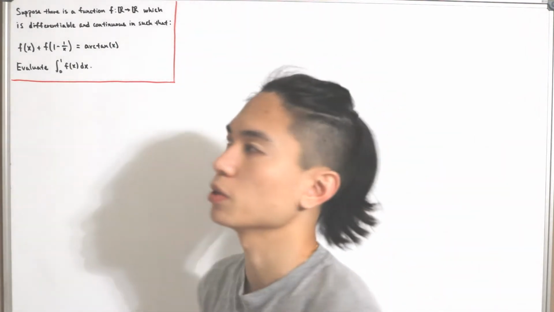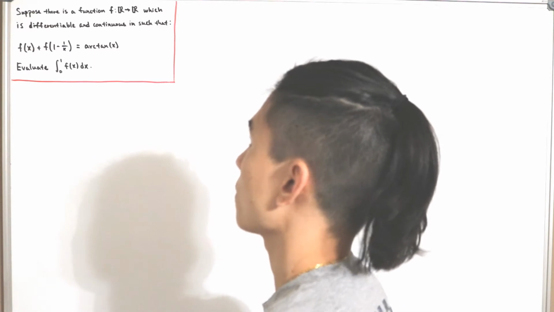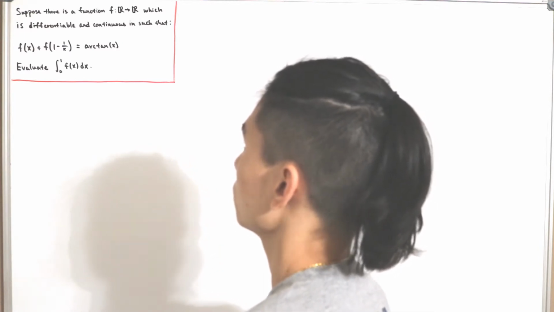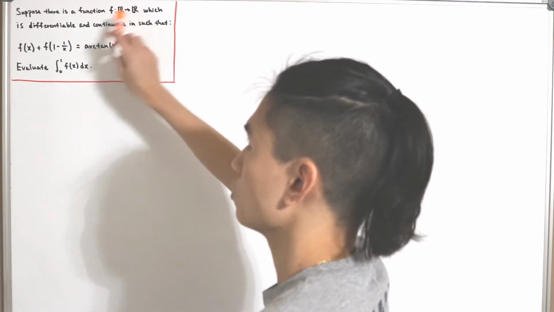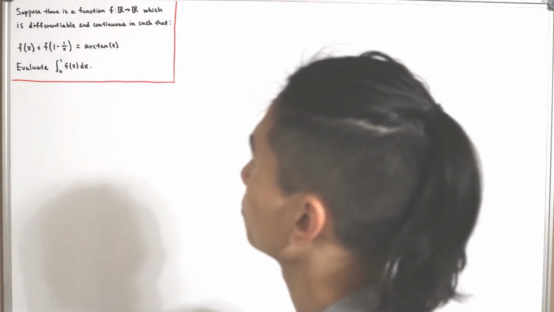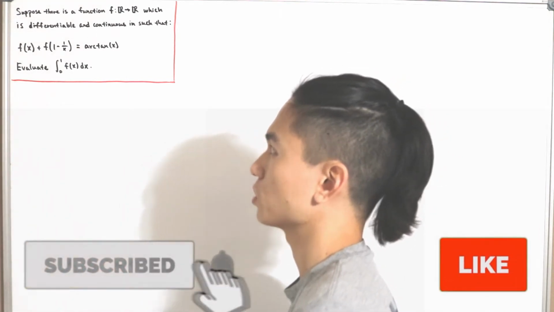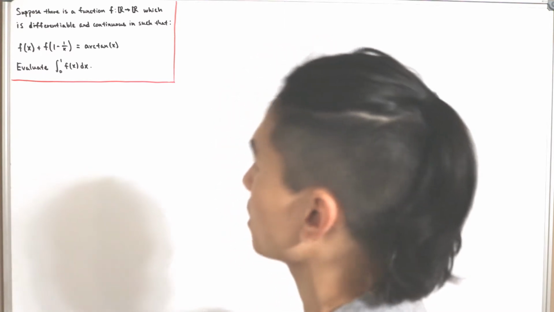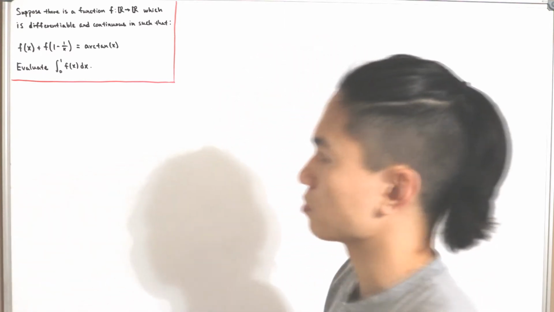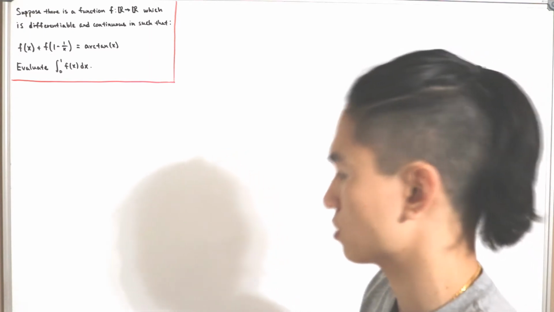So in today's video we are given the following. Suppose that there is a function f that maps from the reals to the reals, this being the domain and this being the codomain, which is both differentiable and continuous, such that we have our following functional equation: f of x plus f of 1 minus 1 over x is equal to arctangent of x. And we're being asked to compute the integral from 0 to 1 of f of x dx.